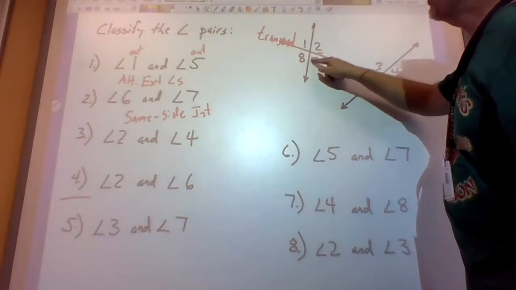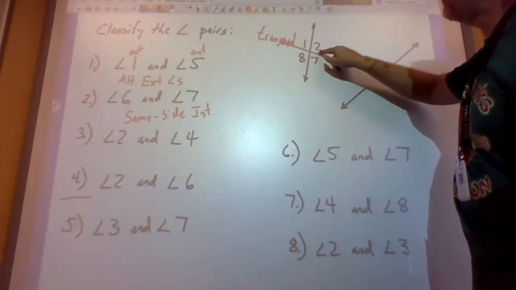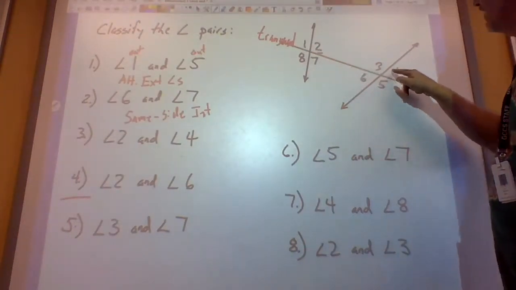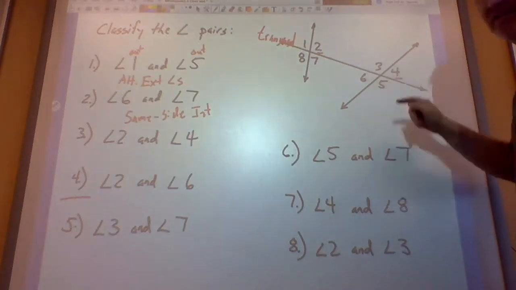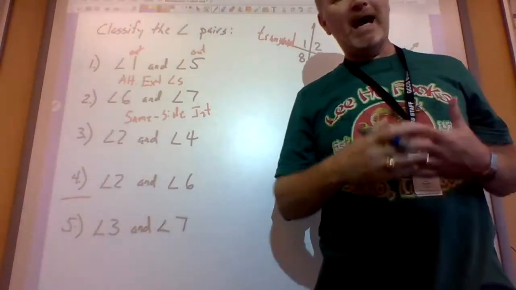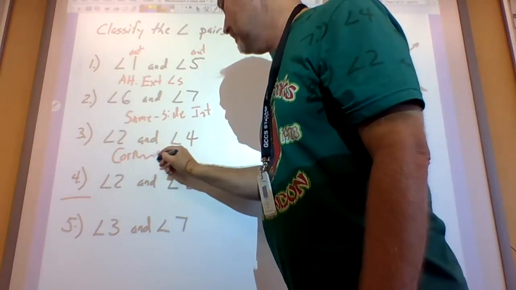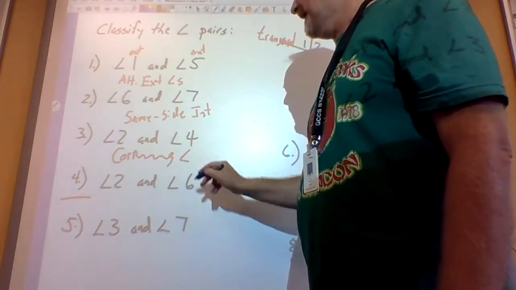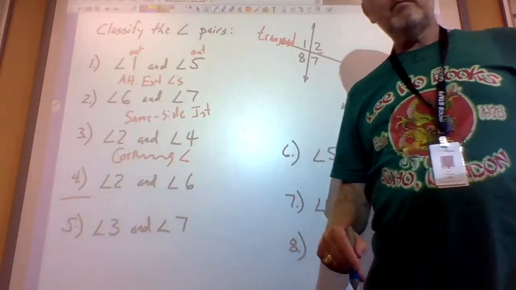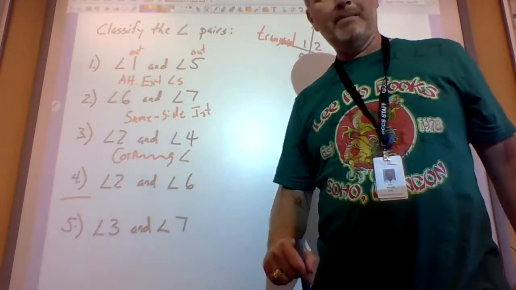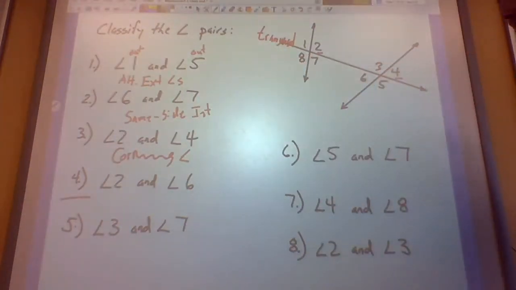Okay, if you look at this group of angles, 2 is in the top right corner. So you look at this group of angles, and 4 is in the top right corner. They match up, or they correspond with each other, and they're corresponding angles. I'm sorry about my cursive, but there you go.